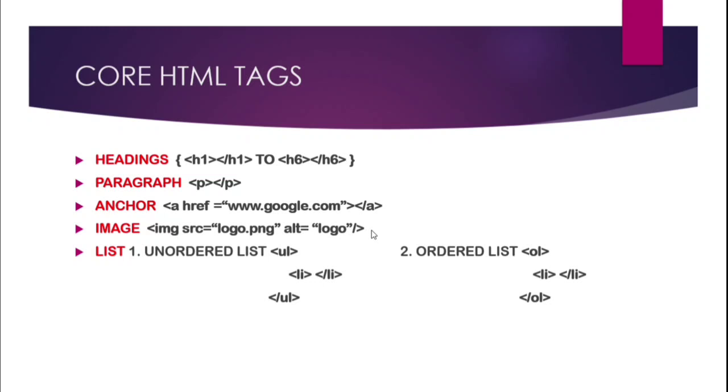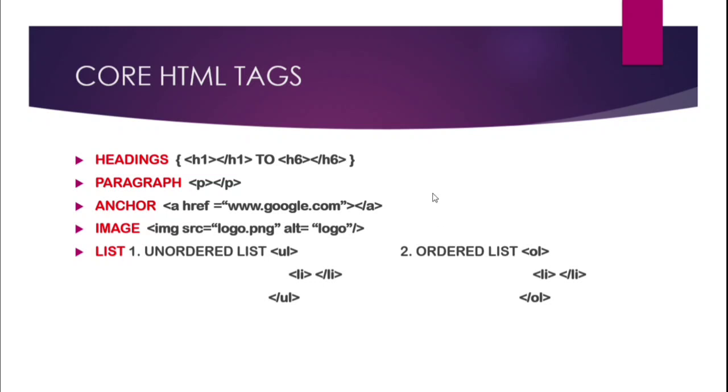And we have two attributes here. One is the source, which is used to link the image that you want to add. Here you can see I have added logo.png. And the alt attribute is used whenever the image doesn't display on the website and you want to tell the user that in this place we have an image, and that image is the logo. You can mention that in the alt of the image tag.